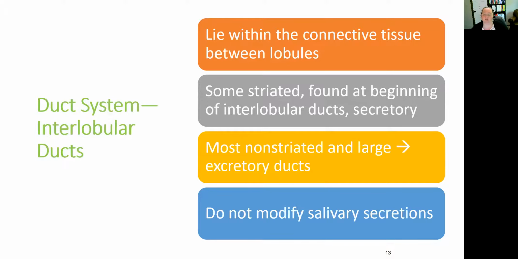Going to our interlobular ducts, these lie within the connective tissue between the lobes. We had intra, now we have inter. There are some striated ducts found at the beginning of the interlobular ducts, but for the most part they are not striated, okay? I want everybody to highlight that the interlobular ducts are for the most part not striated, and the intralobular ducts are mainly striated.